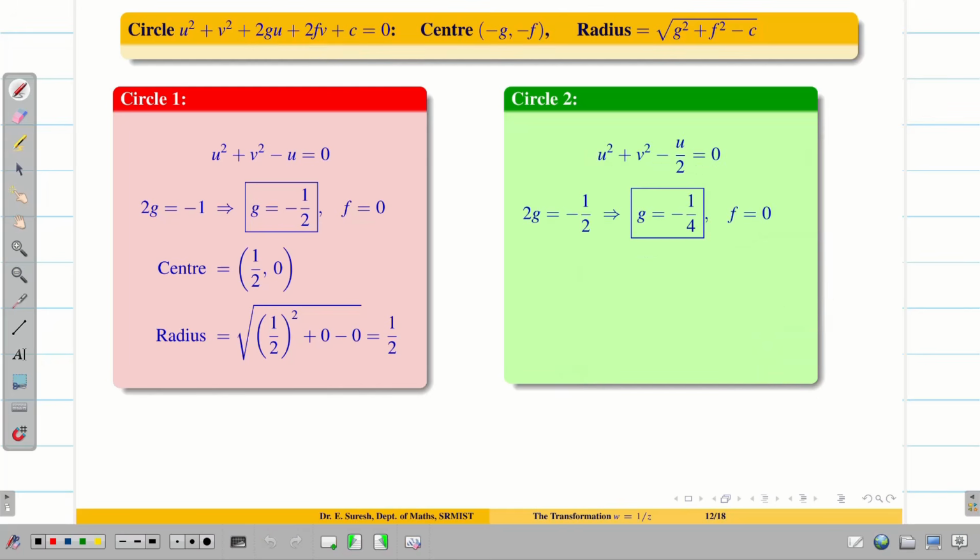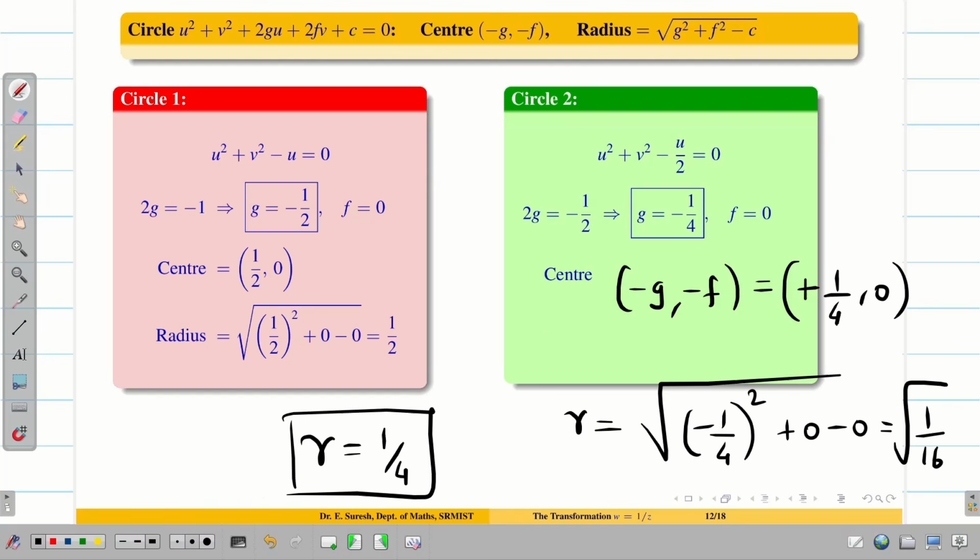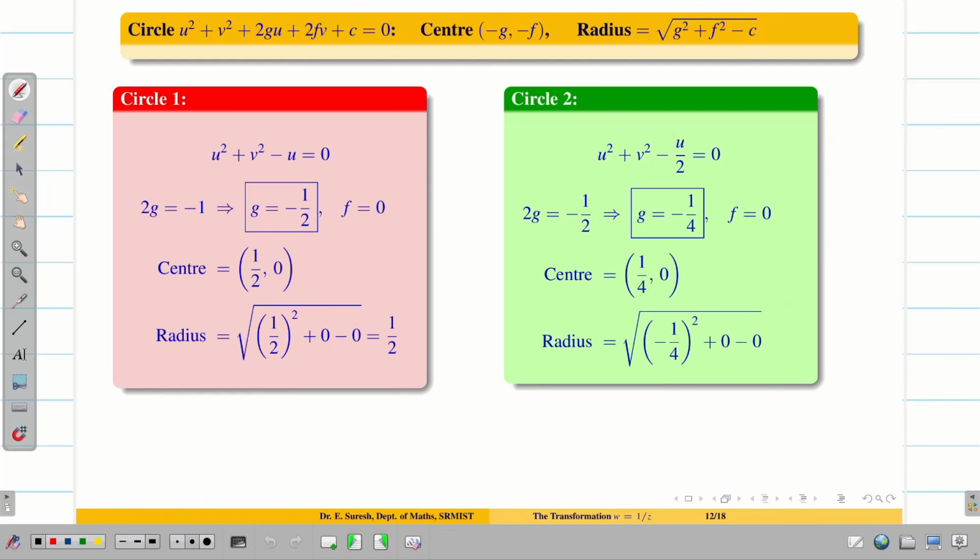Therefore my center is minus g comma minus f. G is minus 1 by 4. So minus g is plus 1 by 4 comma 0. And my radius is square root of minus 1 by 4 whole square plus 0 minus 0. We get square root of 1 by 16. Radius cannot be negative, so I'll take plus 1 by 4. Therefore my center is 1 by 4 comma 0 and radius is 1 by 4.